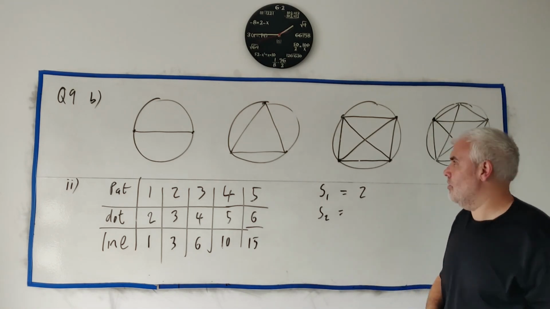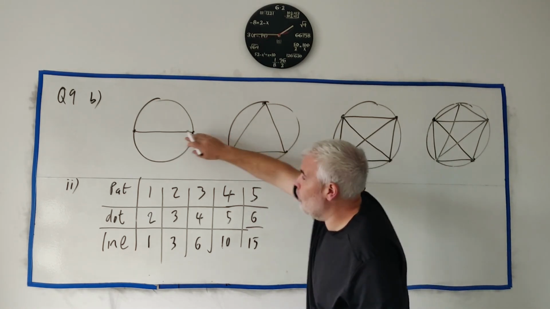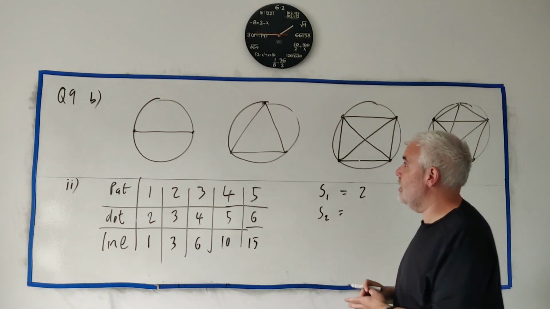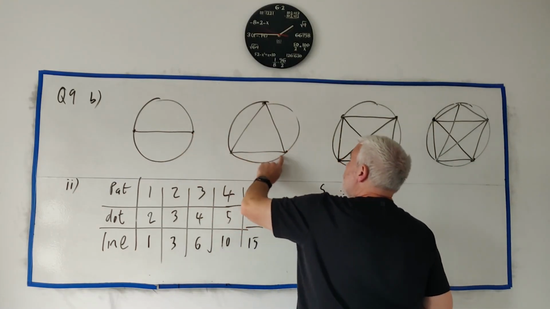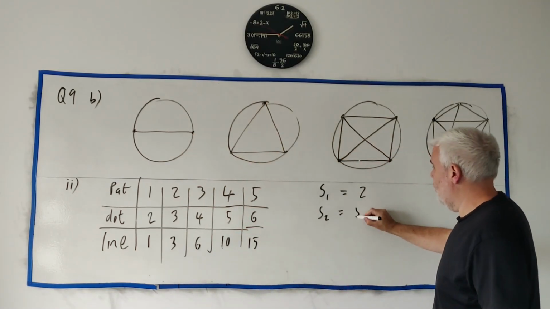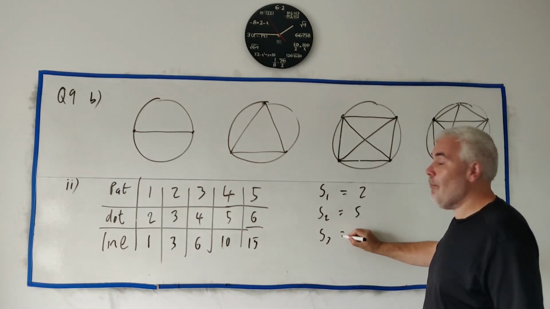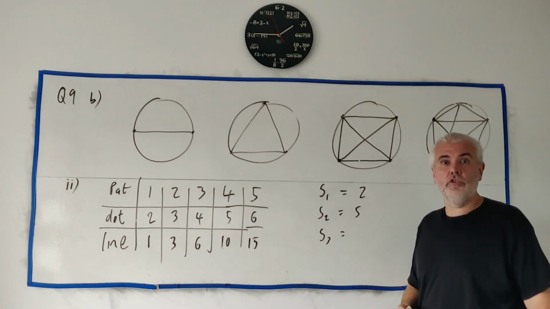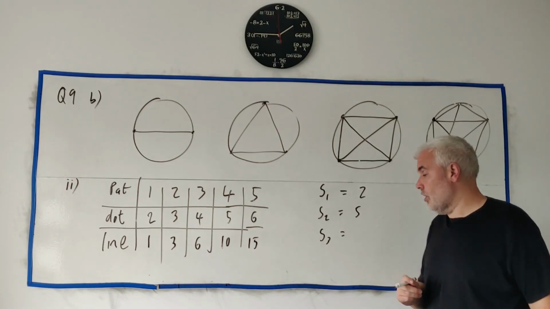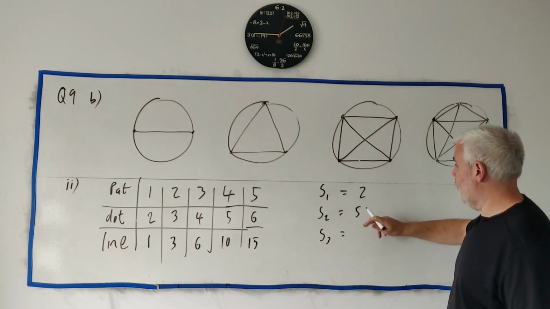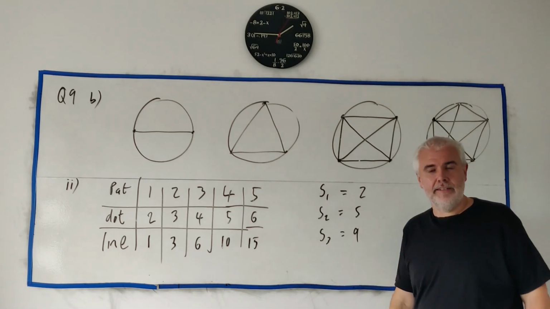That might have slipped up a lot of students. We're not talking about this one, we're talking about both of these now. How many dots are needed? 1, 2, 3, 4, and 5. We need 5 dots for that. S3 is how many dots are needed to make up the first 3 patterns. So we add in another 4 to this, we get to 9.